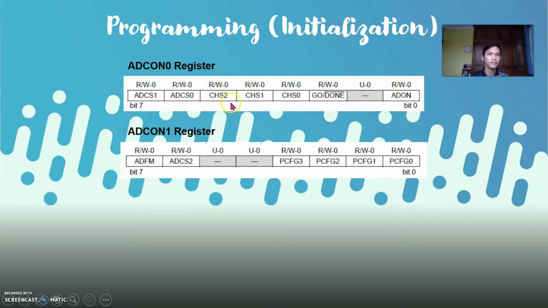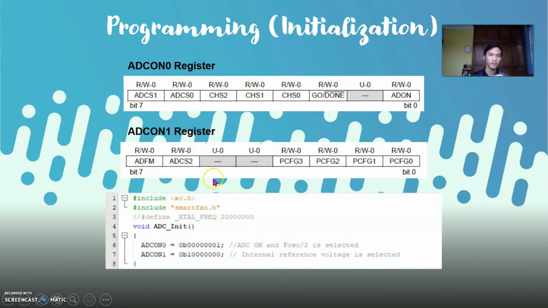Next, bit 5 until bit 3 represent the channel select bits for the ADC. Then bit 2 represents the conversion of the ADC, and bit 0 represents the turn on of the ADC. ADFM.